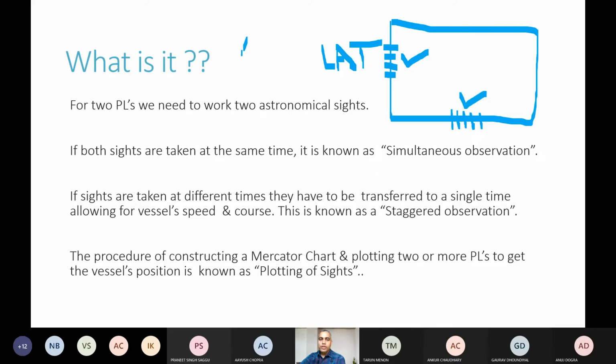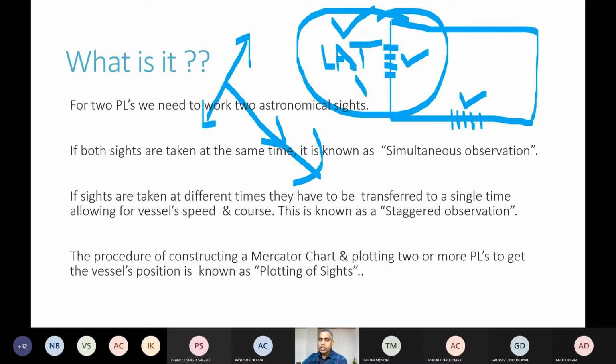Like I just now showed you, if you want to transfer APL, you have to put your course and distance. You have to cut the distance. Now, distance is measured in units of latitude scale. 1 minute of latitude is equal to 1 nautical mile. So, for the purpose of plotting, we take only the latitude scale. We do not take the longitude scale at all. So the chart is constructed using only the latitude scale, and on that chart we plot our position lines.